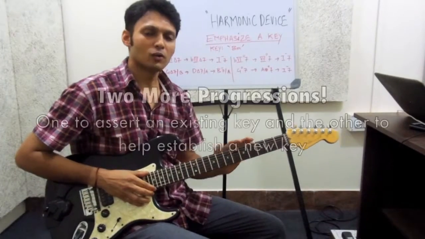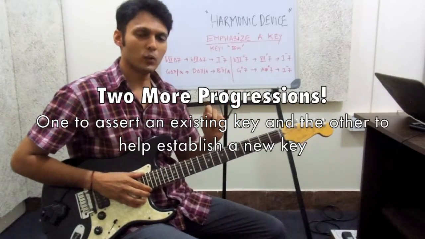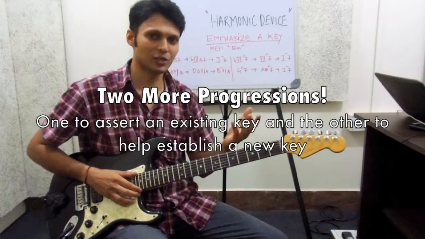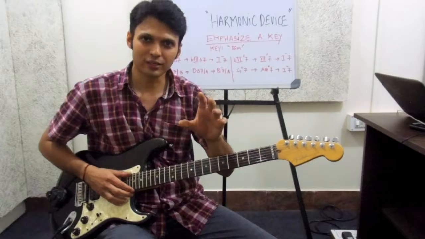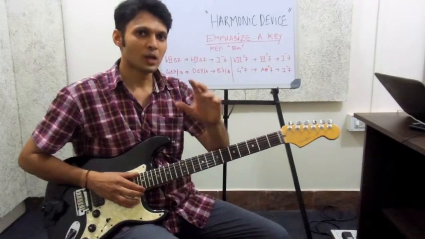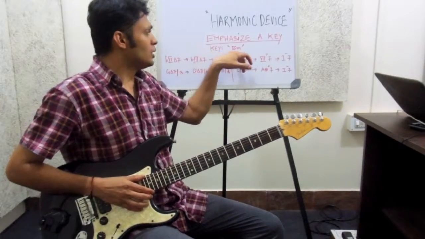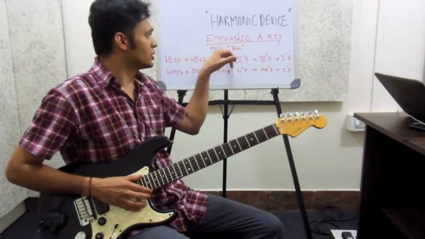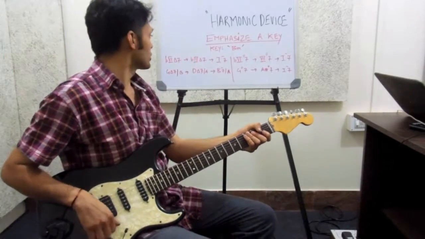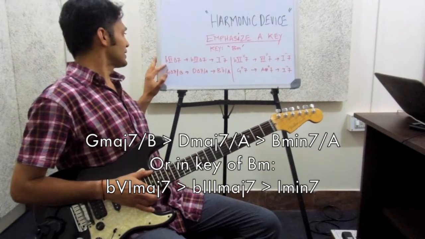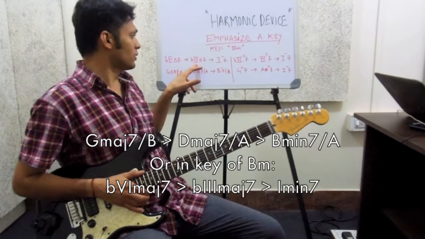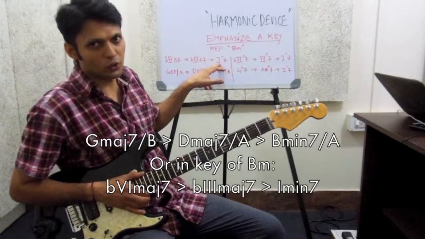Now I'd like to talk about two more progressions. One reasserts an already established key, and the other emphasizes or concretizes the change towards a new key. I'm showing the examples in the key of B minor. The first progression goes like this: the major chord on the flat 6th degree going to the major chord on the flat 3rd degree, going to the minor chord on the root or tonic degree.